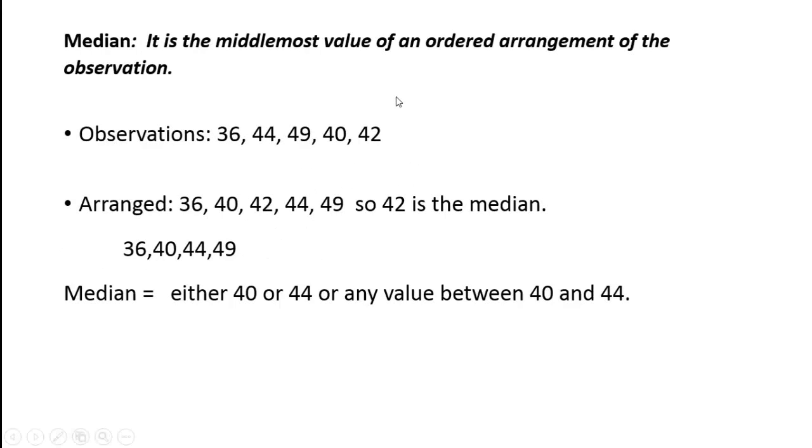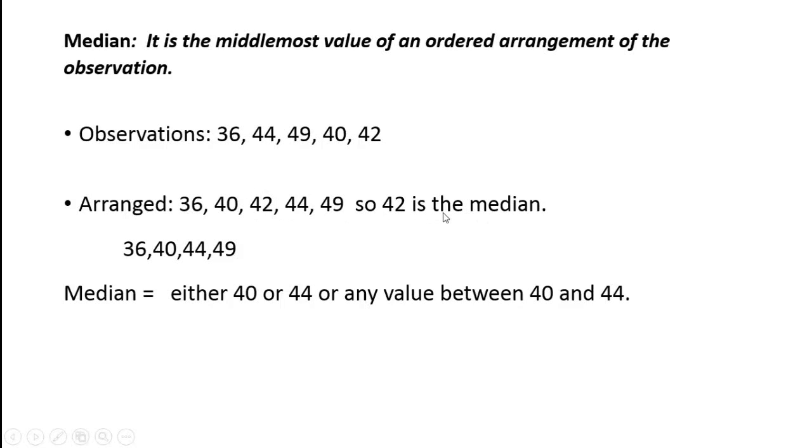Median. Median is the middlemost value of an ordered arrangement of observations. Suppose we have observations like this: 36, 44, 49, 40, 42. If we arrange it in either increasing or decreasing order of magnitude, we will get 36, 40, 42, 44, 49. Here it is arranged in increasing order of magnitude. So here the middlemost value is 42 and hence it is the median.